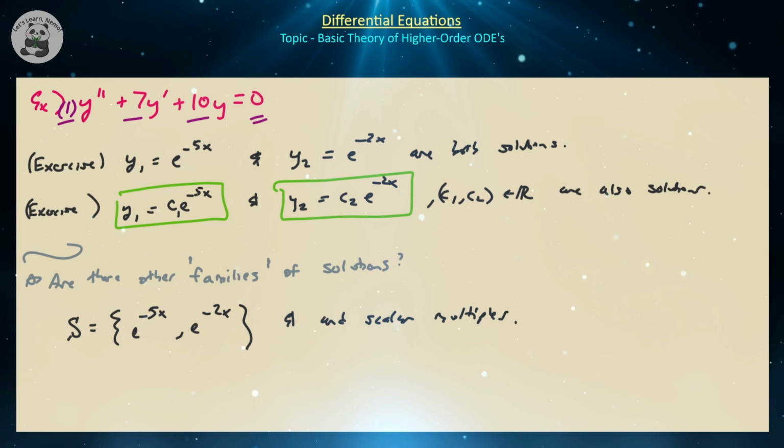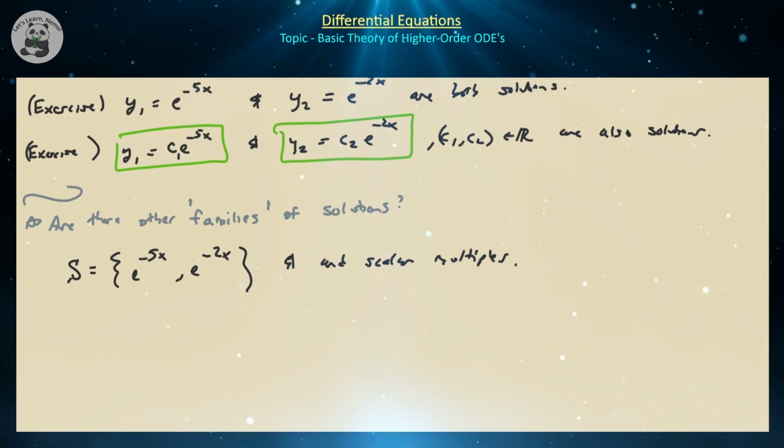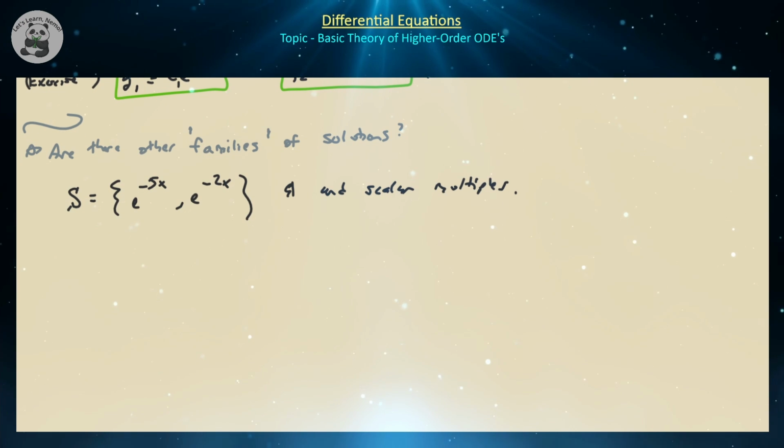For example, if you try e to the minus 3x, will it work? Well, if you try sine of 2x, will it work? If you try x squared, will it work? Well, if you add these two functions, e to the minus 5x and e to the minus 2x, will they work? Right? So, how many solutions do you think there truly are for this particular second order differential equation?